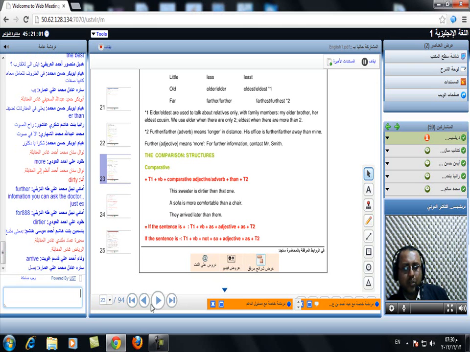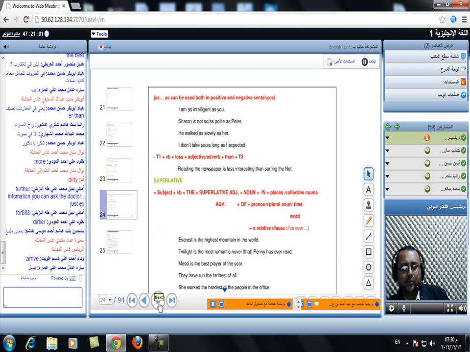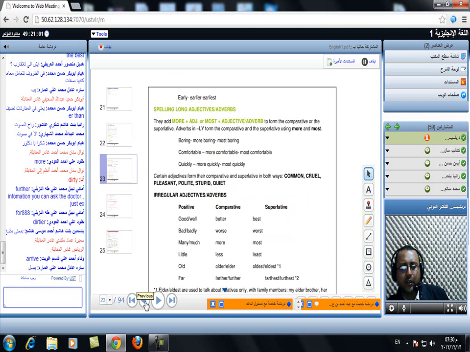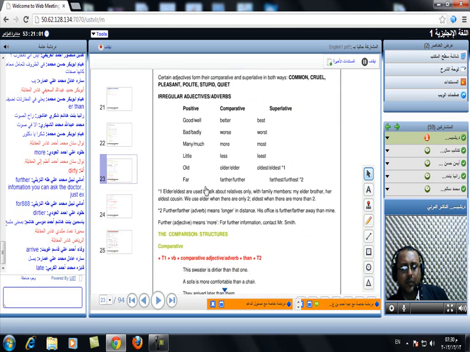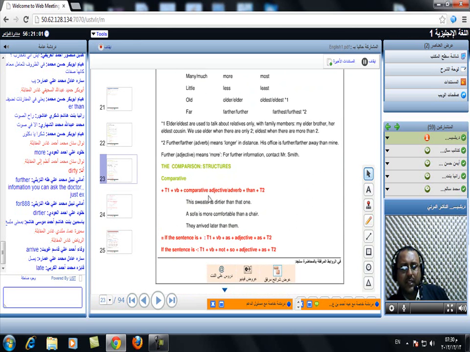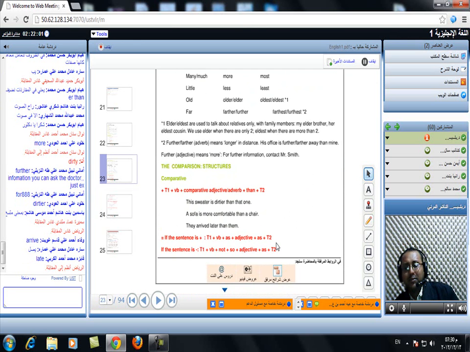Let's move to the next now. Now if the sentence is T1 plus verb, as, adjective, as, plus T2, okay. Sometimes there are other forms, certainly there are other forms of comparatives and superlatives.